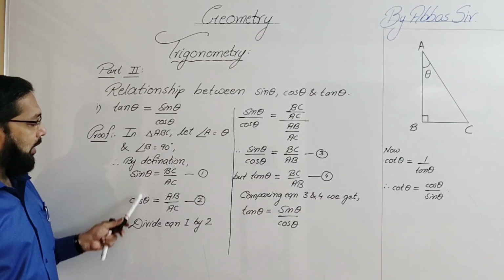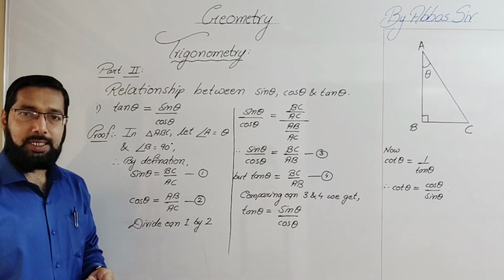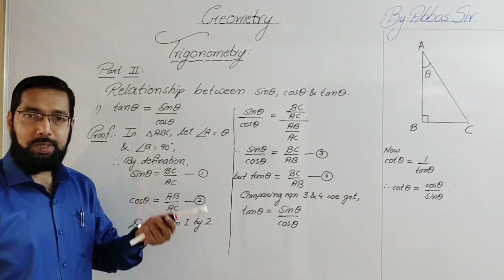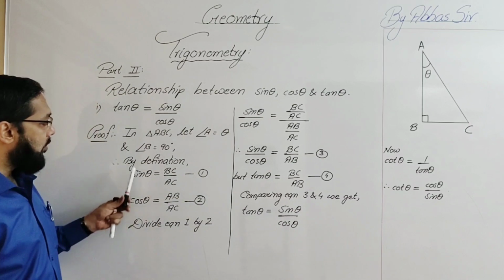Now divide equation 1 and 2. Why do we want to divide them? Because we have to prove the identity where sin theta and cos theta are in the form of numerator and denominator, in the form of a fraction, and therefore we need to divide them.